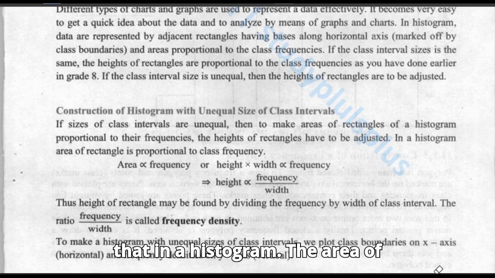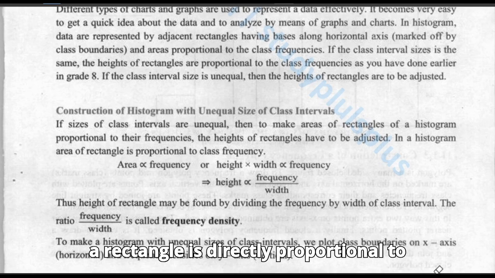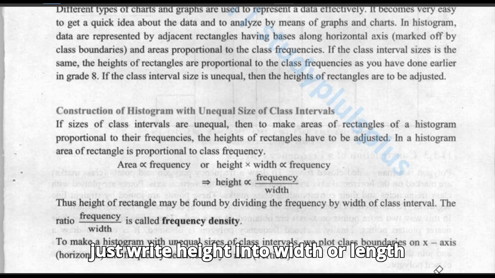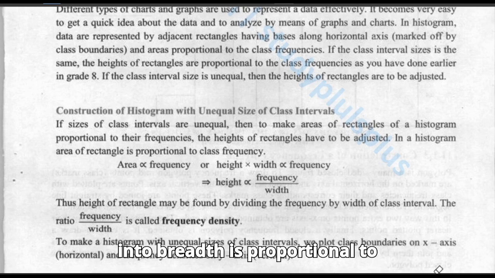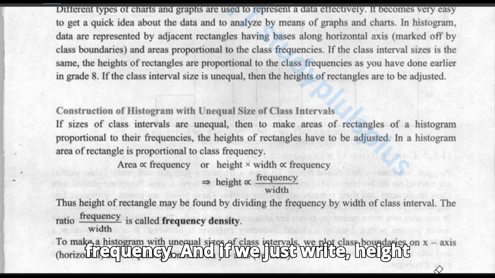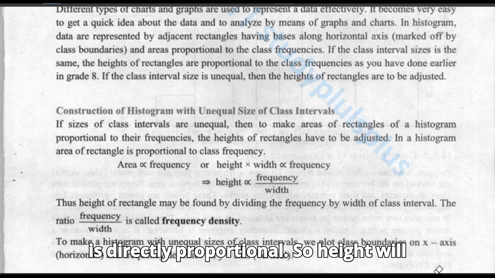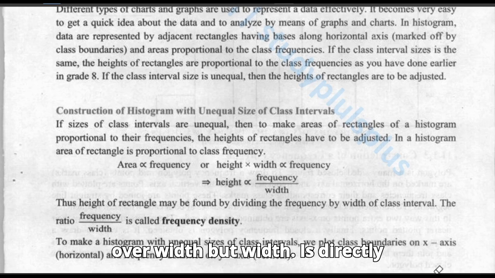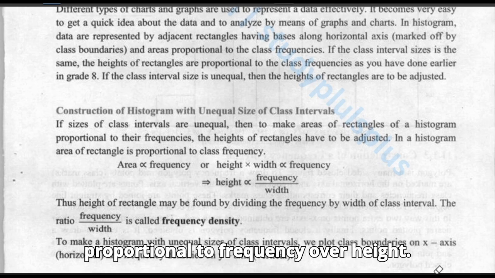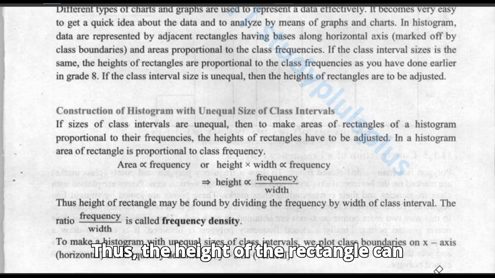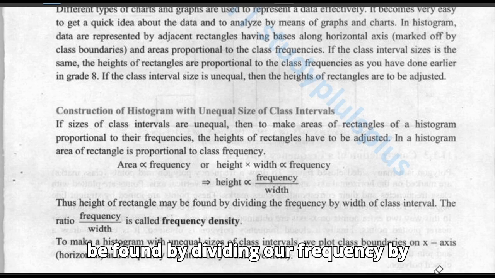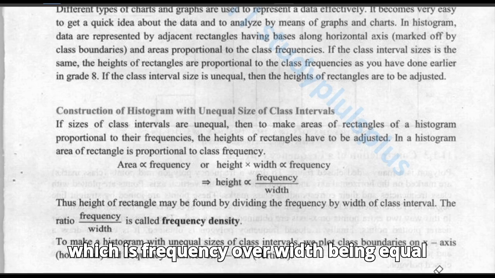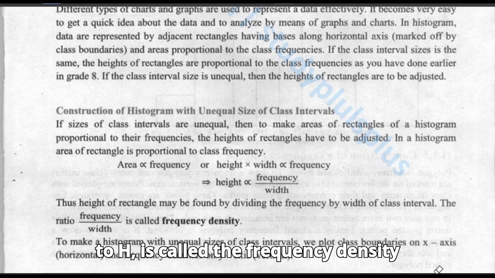We know that in a histogram, the area of a rectangle is directly proportional to frequency. So instead of area, we can just write height times width, or length times breadth, is proportional to frequency. And if we write it for height, height will be directly proportional to frequency over width. Thus, the height of the rectangle can be found by dividing our frequency by the width of the class interval. This ratio, frequency over width, is called the frequency density.